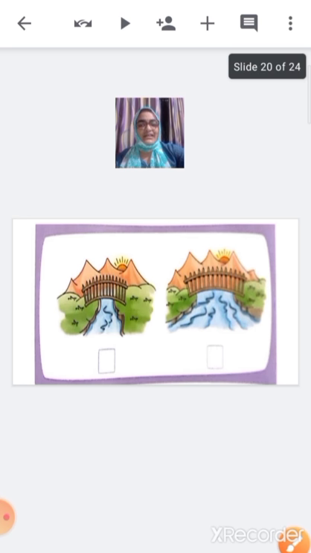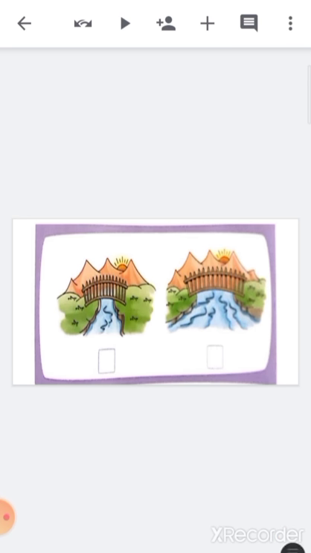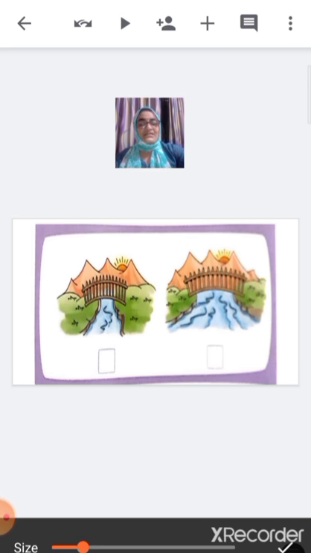Now, next one. Here you can see there is a river and there is a bridge over the river. Now, can you all tell me which one is wide? Which one is wide? Which is broad? This one? No. This one? Yes. This one is wide. So, we are going to put a tick mark in the box below.